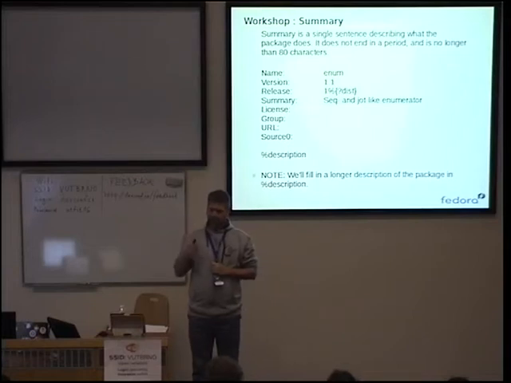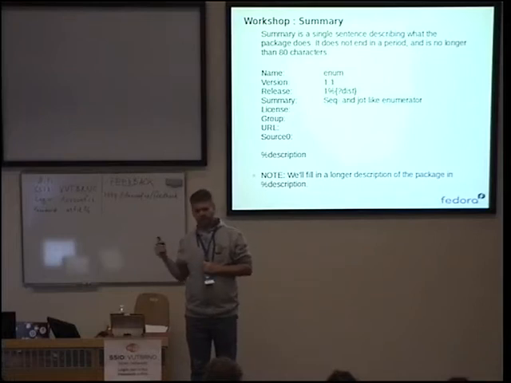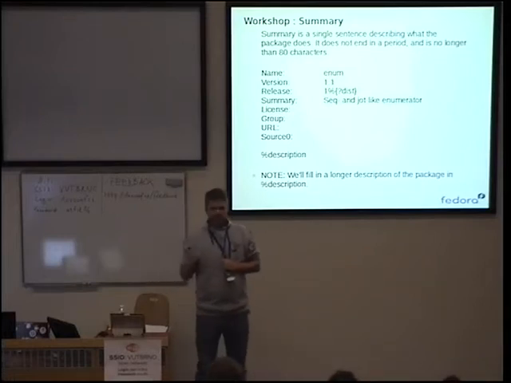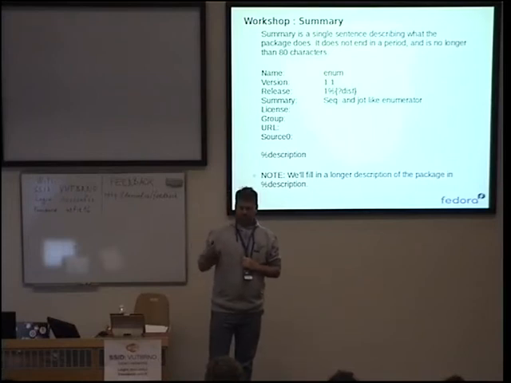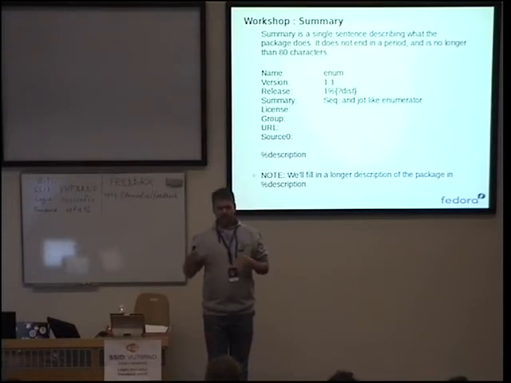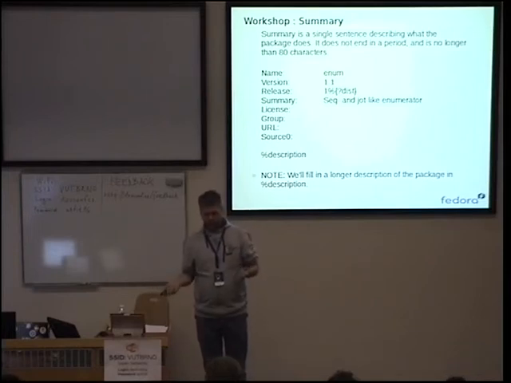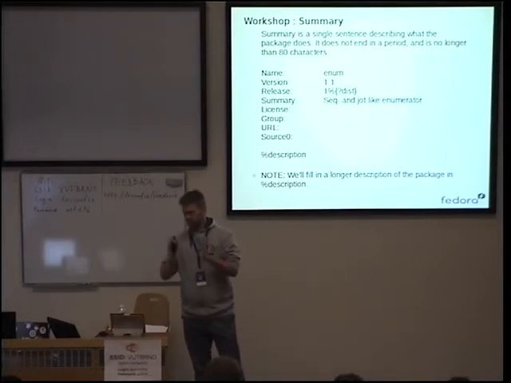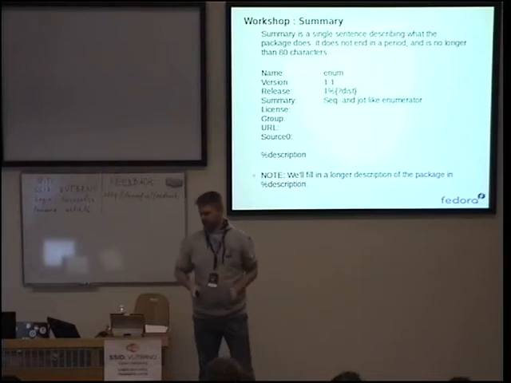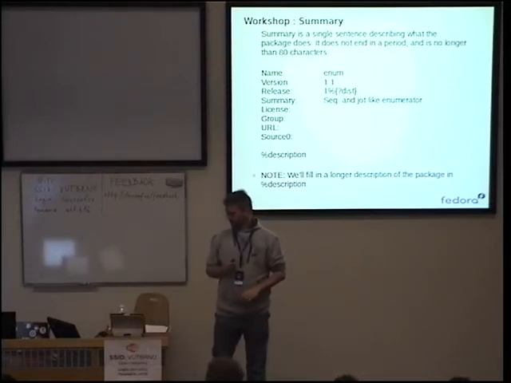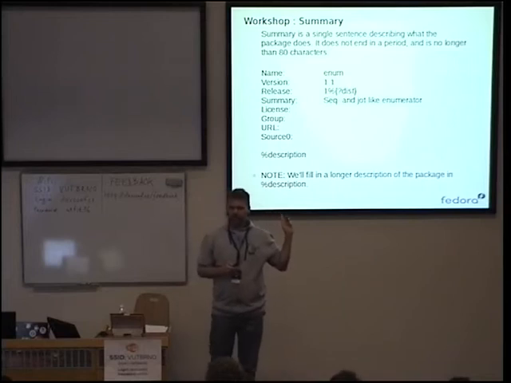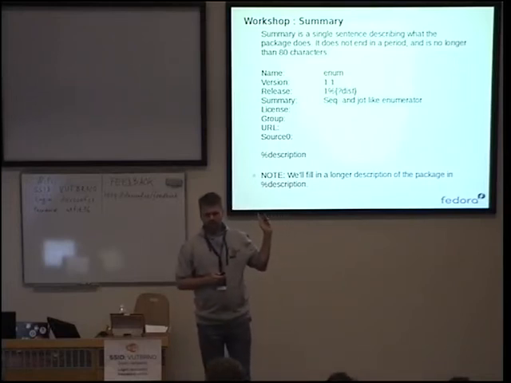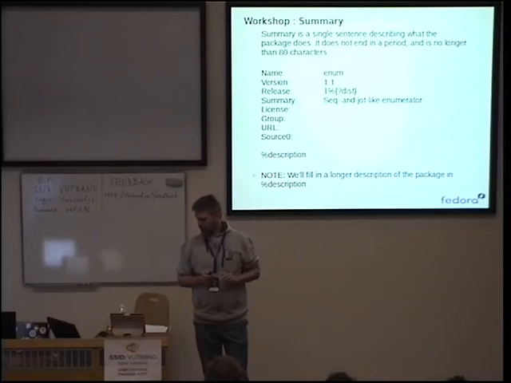It should be 80 characters long, maximum, and it should not end with a period. And try to avoid repeating the package name there, like "enum is a package which does something." Just describe the part after the "which does", say it's a sequence enumerator. We will fill in a more descriptive part in the description a few months later.